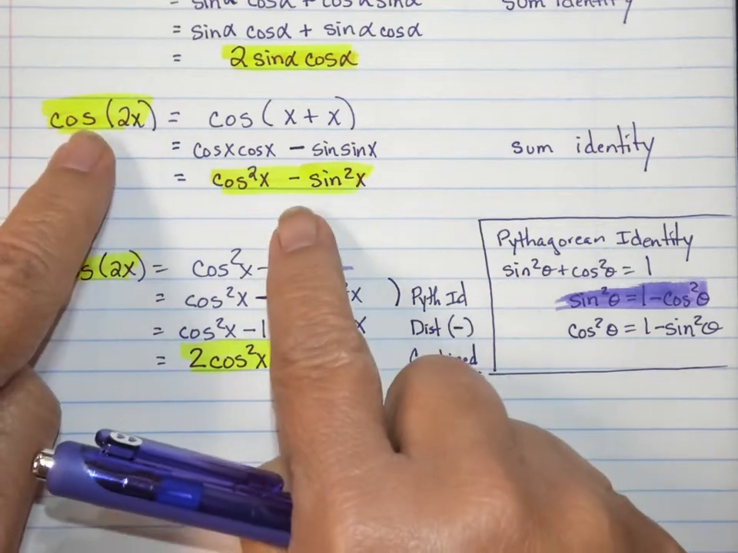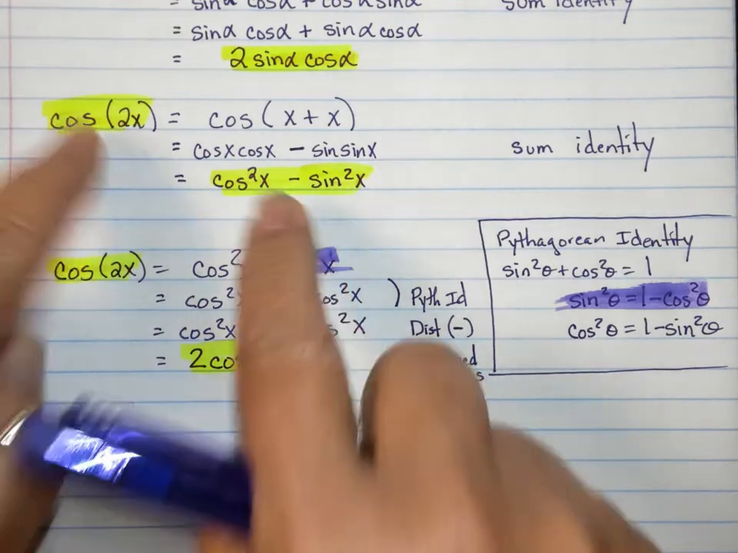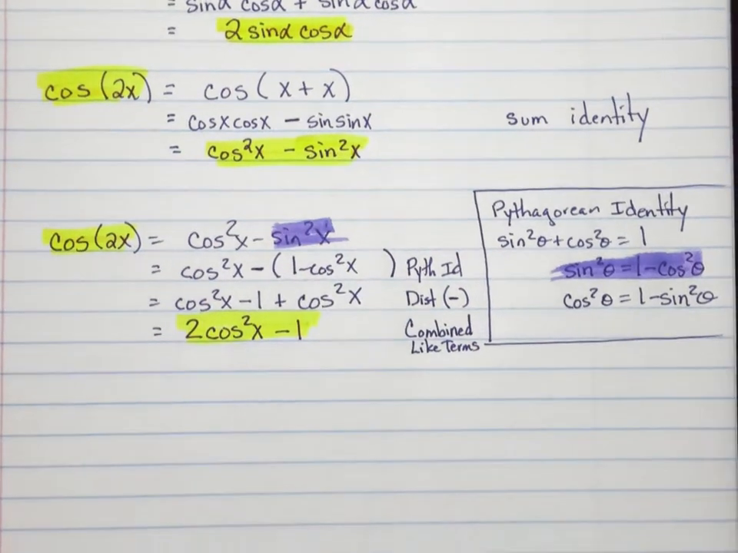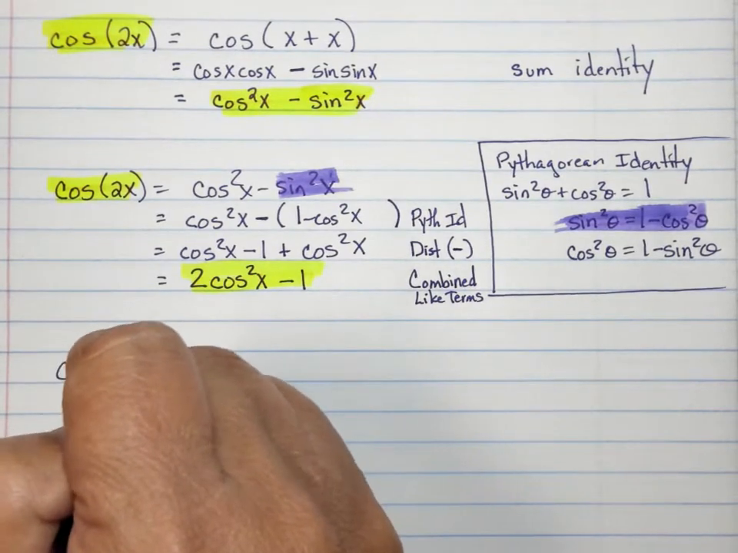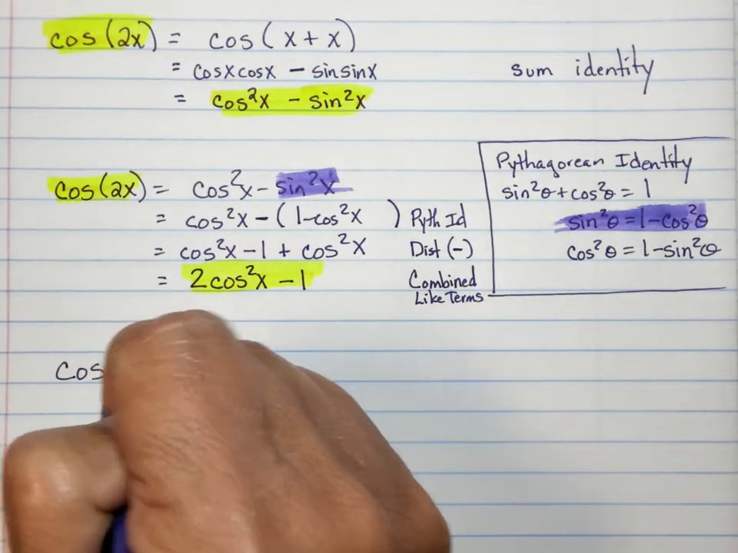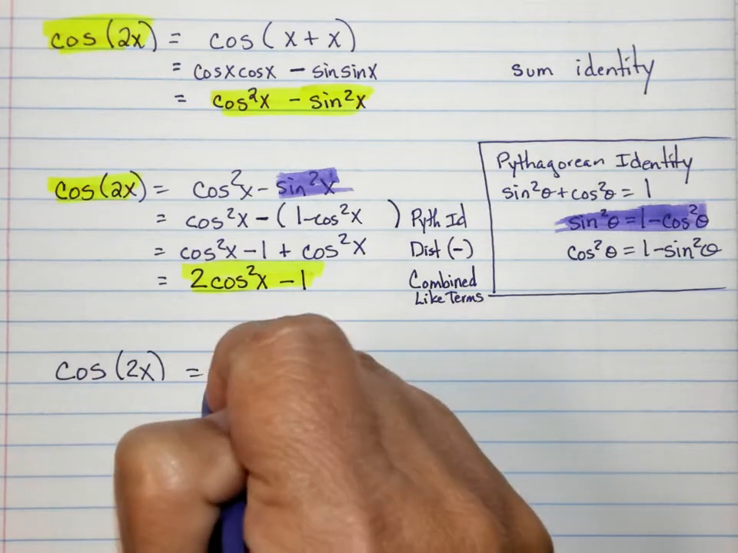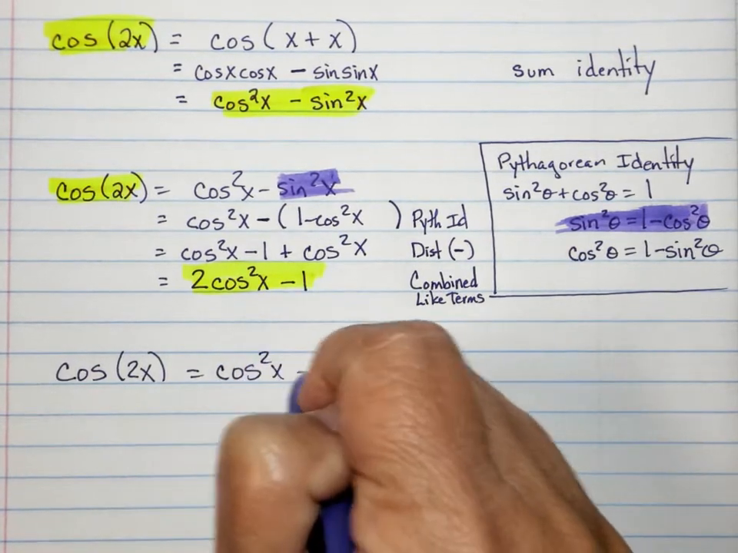Alright, so now I'm going to start again with this original version of the double angle identity. And instead of replacing the sine squared, we're going to replace the cosine squared. So I'm starting again here.